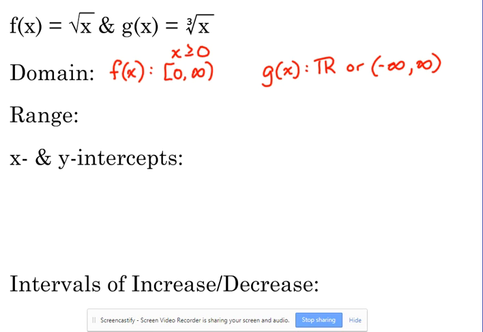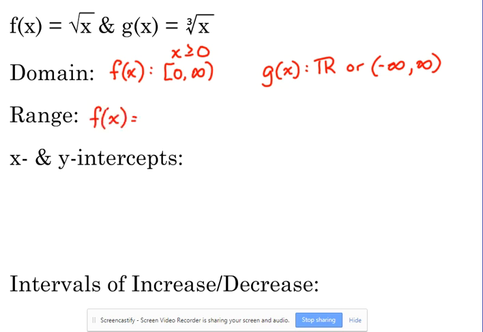We finally ran into a function here that didn't have a domain of all real numbers. Most of the ones we've dealt with so far have: polynomial functions, exponential functions. Logarithmic didn't, because we can't take the log of a negative number. Same thing here. We can't take the square root of a negative number, but we can take the cube root of a negative number.